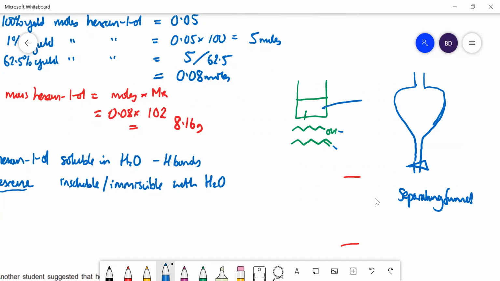You're going to put that mixture into there with some water, and you'll end up getting 2 layers. Now the density tells us the hex-1-ene is less dense. Sorry, I beg your pardon, so that's going to be the top. That's going to be hex-1-ene on the top there, and this is going to be your hexanol and water.